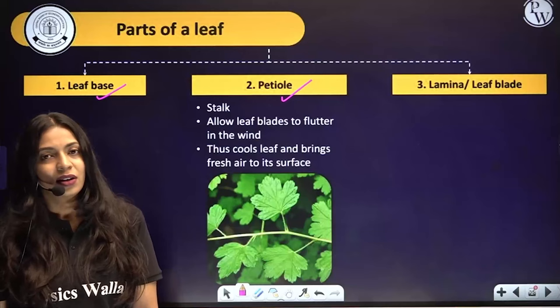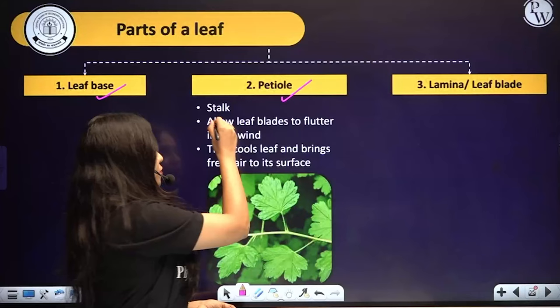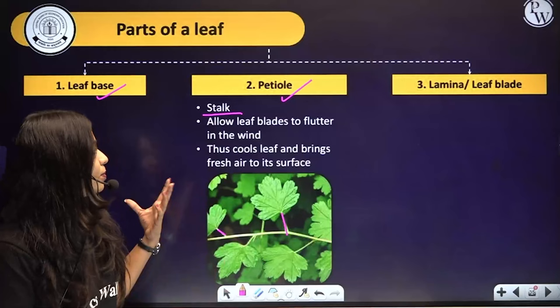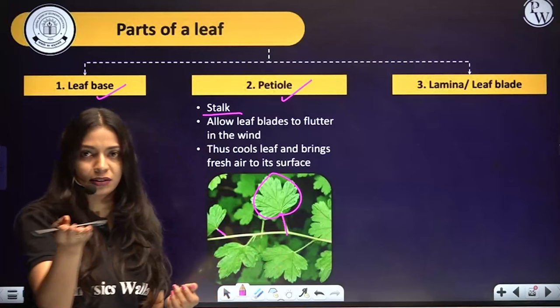Petiole is nothing but the stalk of the leaf. Okay, so this is the stalk. What is the purpose of a stalk in a leaf? Why should stalks even be present? Because this will allow this leaf blade to flutter.